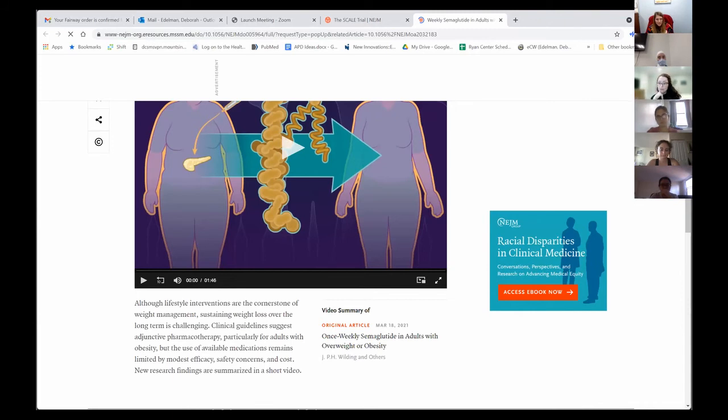Semaglutide is a glucagon-like peptide 1, or GLP-1 analog, that is approved for the treatment of type 2 diabetes. In some studies in persons with type 2 diabetes, semaglutide induced weight loss. In this phase 3 double-blind placebo-controlled trial, 1,961 adults without diabetes and with a body mass index of 30 or more, or a BMI of 27 or greater with one or more treated or untreated coexisting conditions, were randomly assigned in a 2-to-1 ratio to once weekly subcutaneous semaglutide titrated to a dose of 2.4 milligrams or placebo.